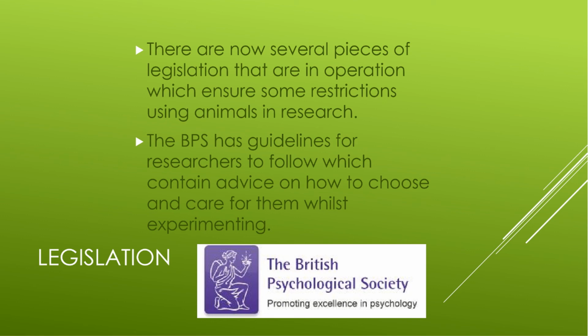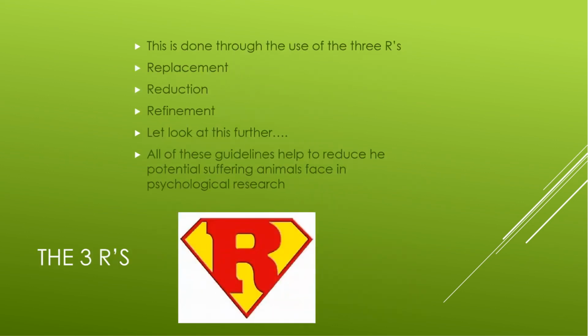Now, in 2000, the Home Office issued further guidance on the operation of the 1986 Act. This introduced the guiding principle of the 3 R's, first proposed by Russell and Birch in 1959. Researchers should seek, wherever possible, to replace animals with suitable alternatives, e.g. brain scanning techniques, to reduce the number of animals used, and refine procedures so that they cause less suffering. A national group, the National Centre for Replacement, Refinement and Reduction of Animals, the NC3Rs, has been set up to encourage research and support the use of these 3Rs.